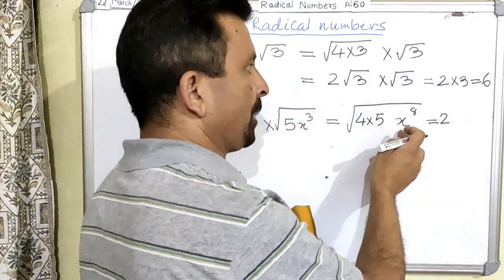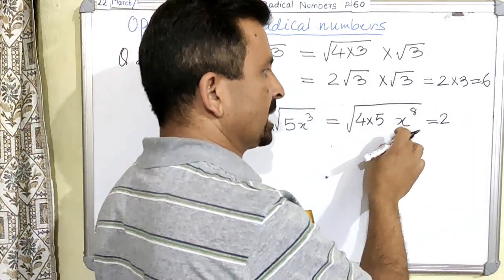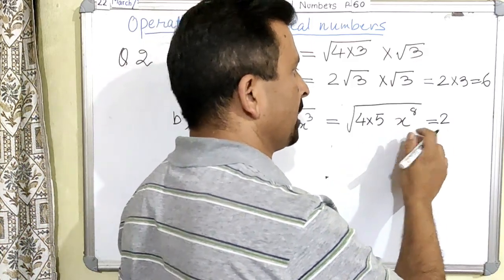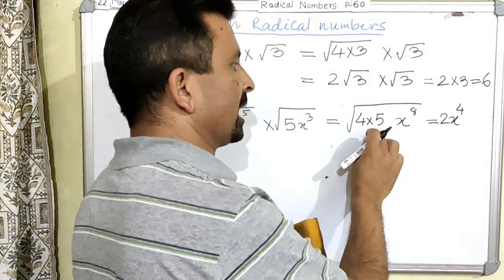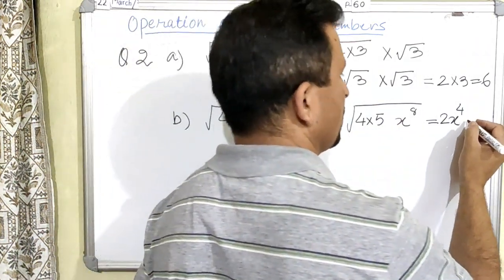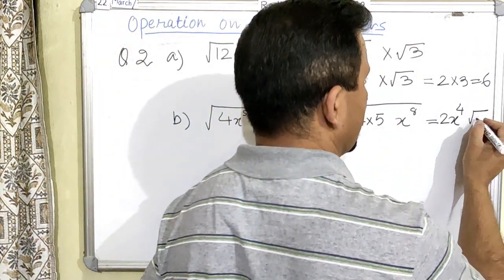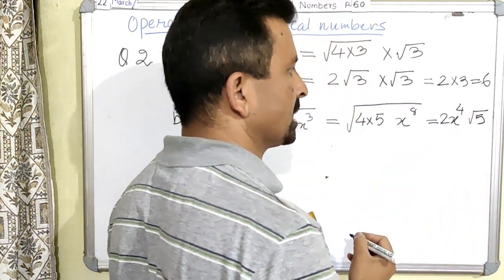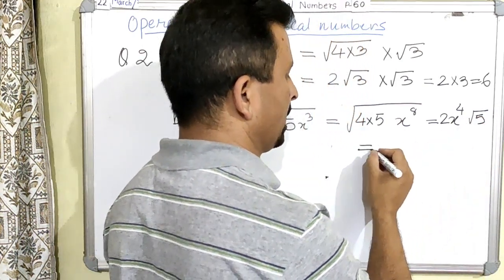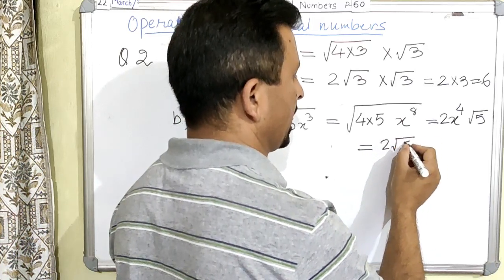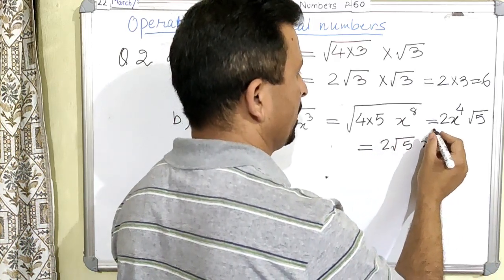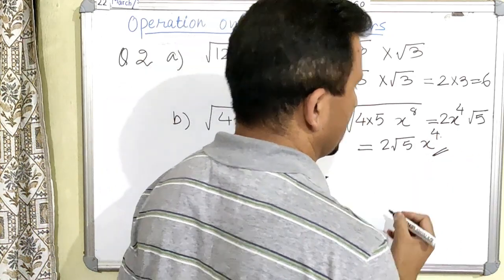Because when the power is even number, it indicates that it is a perfect square number. So it will come out as x to the power 4. So what was left only in the radical sign is root 5. So we will leave this root 5 as it is. Is this okay or not? Now finally we will do the rearrangement, all the numbers together. So 2 root 5 and x to the power 4. This is your final answer.